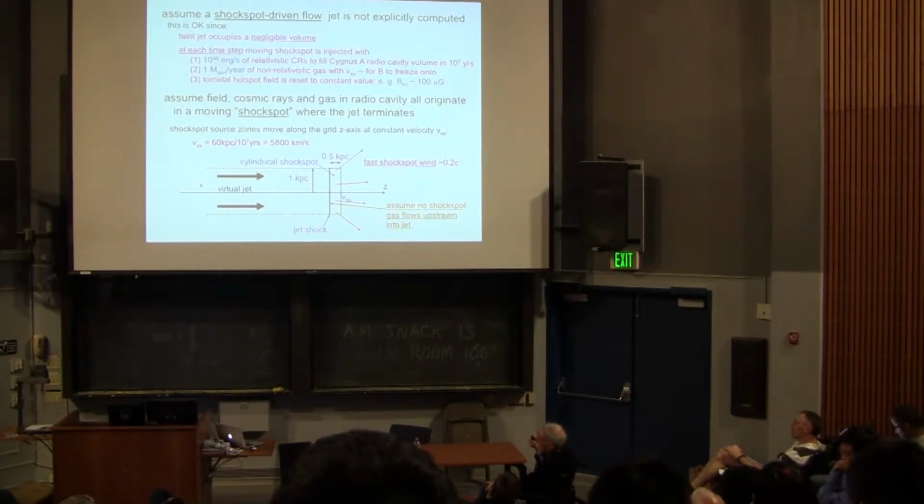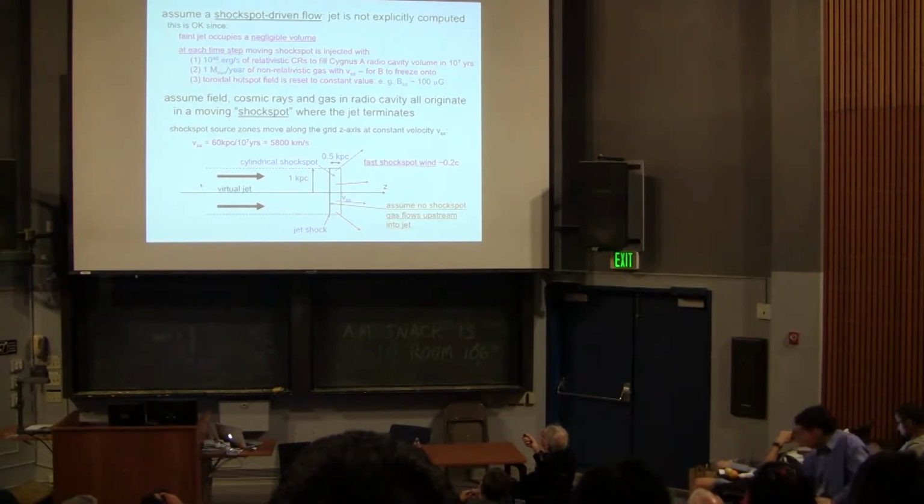So what I'm assuming here is that I'm going to ignore the jet entirely and start the calculation with a moving shock spot consisting of several zones that moves zone by zone out along the z-axis. And that's okay, because the jet, we don't understand the jet, but the hotspots are well observed. We know the particle distribution, a lot of physics about them. And in this region, which I call the shock spot, I add 10^46 ergs per second. That number is just an order of magnitude.